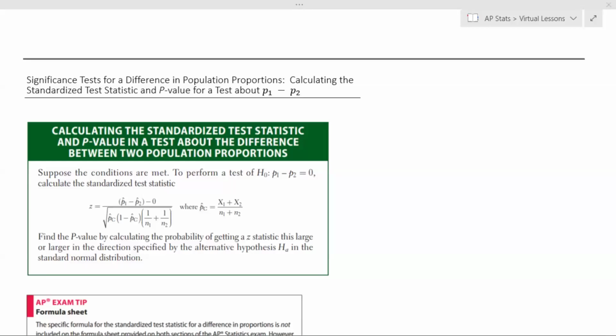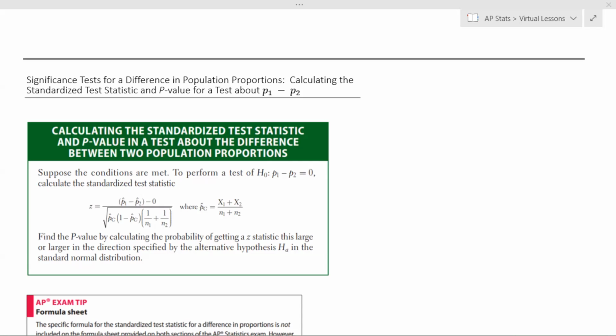All right, guys, in this video, we're going to talk about how to calculate the standardized test statistic and p-value for a test about a difference of population proportions. So if the conditions are met, we can proceed with the calculations to do the tests of the null and alternative. We need to standardize the difference of sample proportions to get a z statistic.